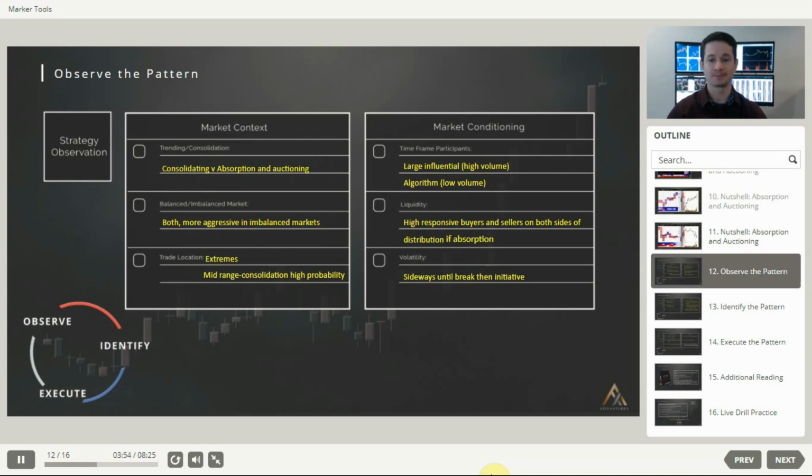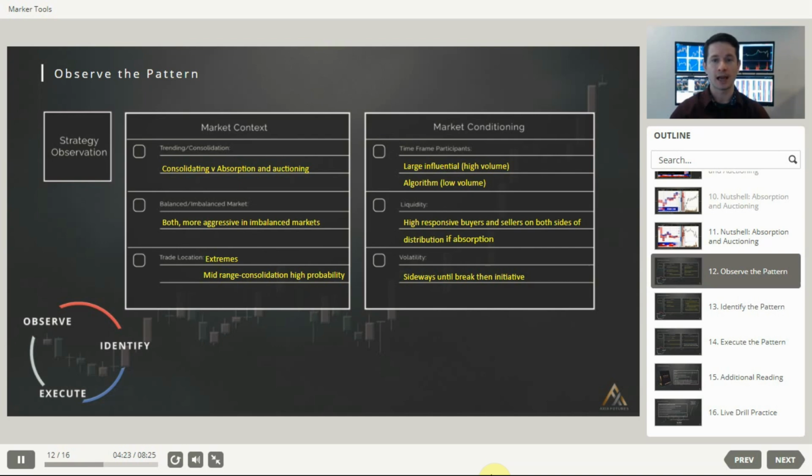Now, let's start off with observing the pattern. So again, note the 2 subsections to observing the pattern. First is market context and market conditioning. When we start off with market context, we talk about whether the market's trending or consolidating. Do bear in mind, we spoke about the concept of consolidation versus absorption and auctioning. We spoke about the key difference being the relative volume.